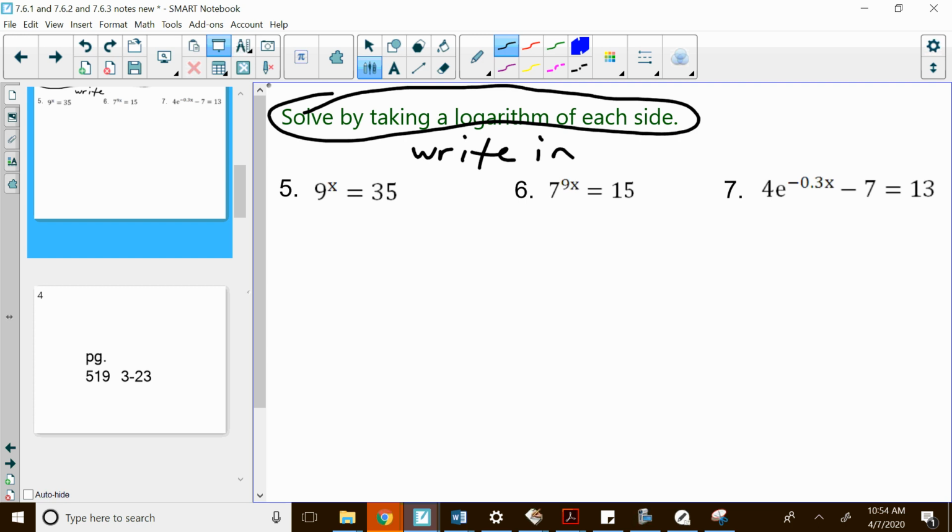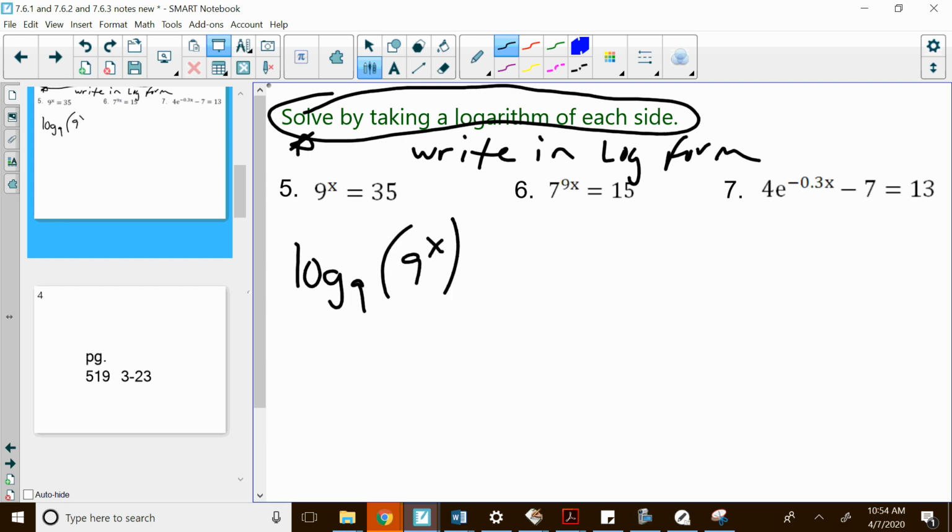Watch this. Okay, they're in exponential form right now, but watch, if I have an exponential equation, 9 to the x equals 35, here's the first thing that you can do. You can do what I just circled, taking the log of both sides. We can take the log base 9 of 9 to the x equals the log base 9 of 35.